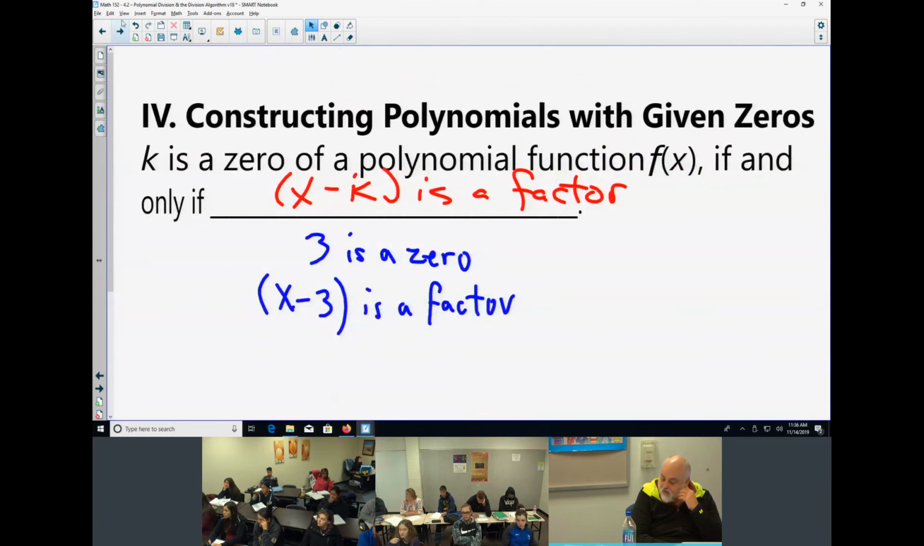All right, part 4. Constructing polynomials with given zeros. So k is a 0 of a polynomial function if and only if x minus k is a factor. So like if 3 is a 0, then that means x minus 3 is a factor.